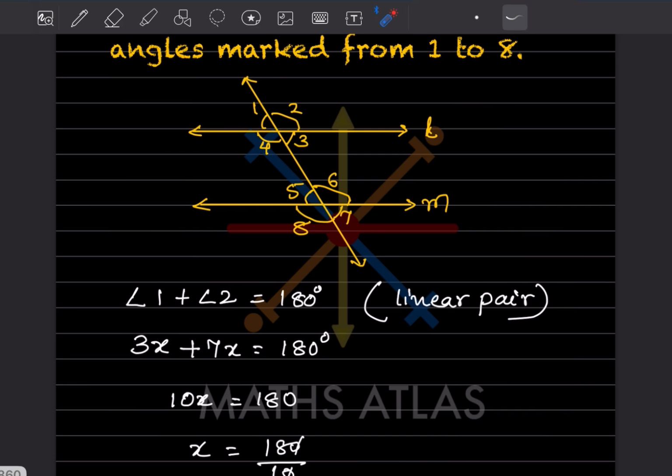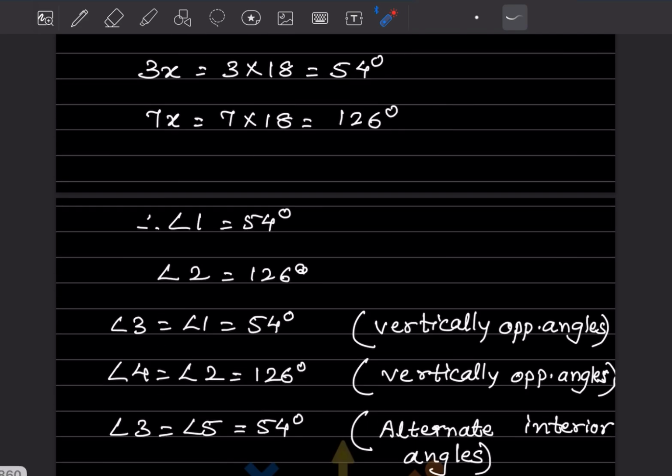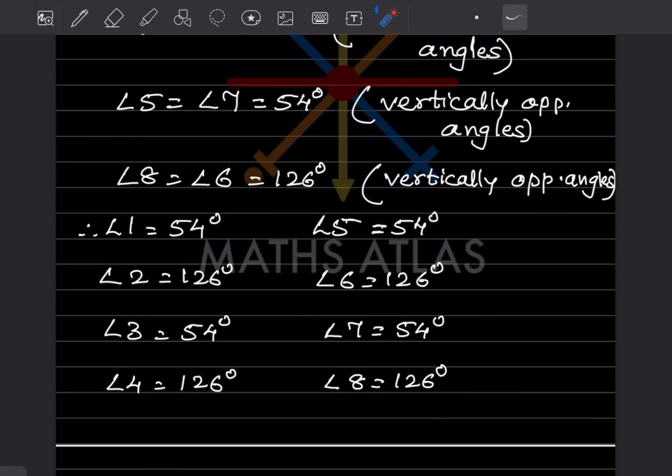We can also do this with the help of the linear pair. Both together are 180. So if we know angle 6, we can easily find out angle 5. Anyways, you can do it. So we got all the angles from 1 to 8.